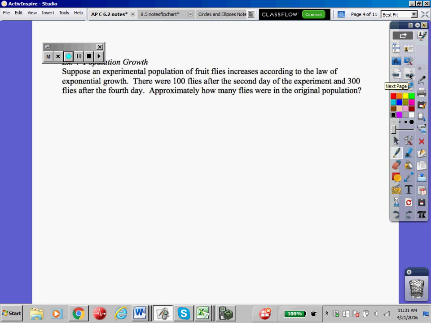All right, let's try example 4. Suppose an experimental population of fruit flies increases according to the law of exponential growth. So that means you immediately write down y equals CE to the KT power.